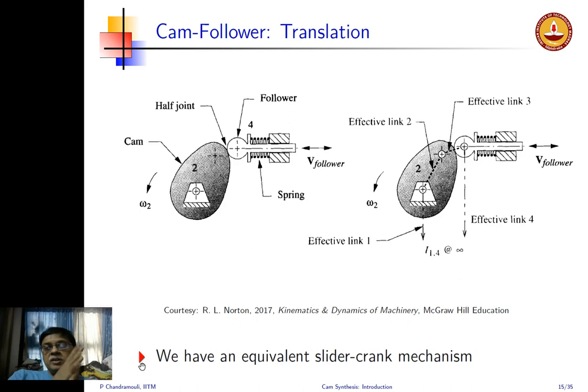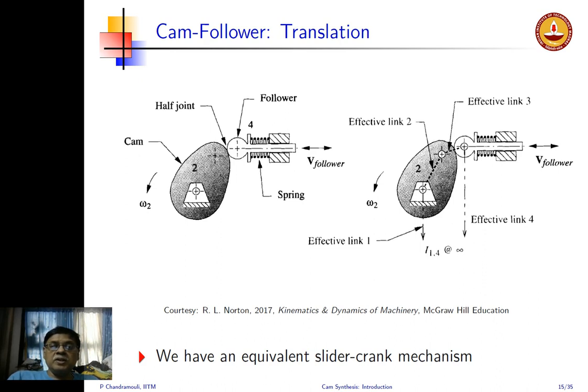I was just showing this for two arbitrary bodies rolling against each other. Now we are looking at a cam like this, and when we find the equivalent linkage, this is often termed in textbooks as a half joint. The higher pair is replaced by an equivalent linkage. We call this a half joint.